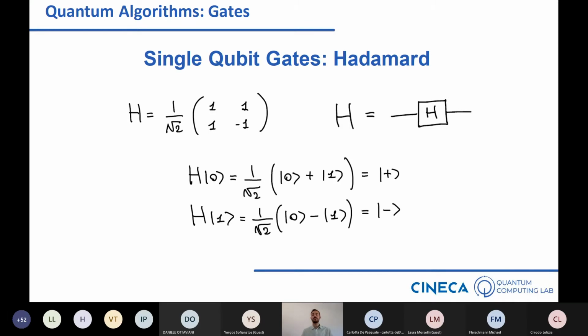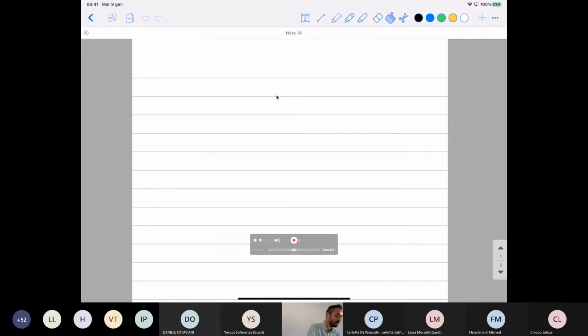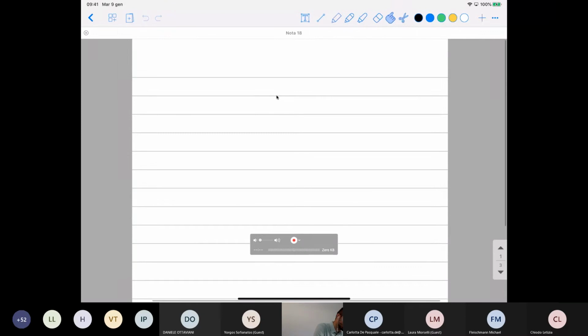I suggest you have a paper and a pen in front of you, and write this matrix, or the action of H, on the paper. I'm going to do it as well. I have it here, so I can write H of 0 equals, or H of 1. No, sorry.